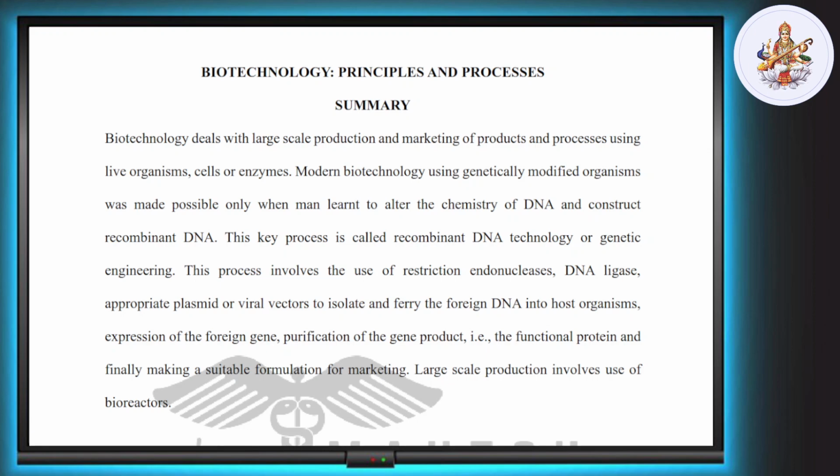Hello students, let's break this down and understand the key concepts related to biotechnology and recombinant DNA technology.